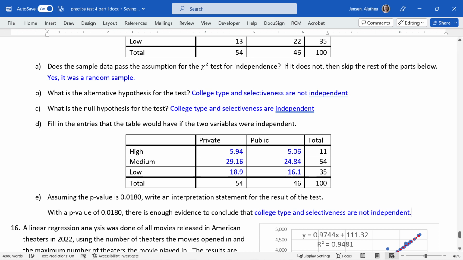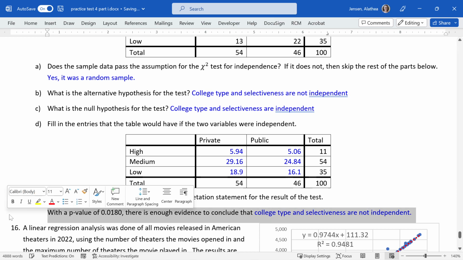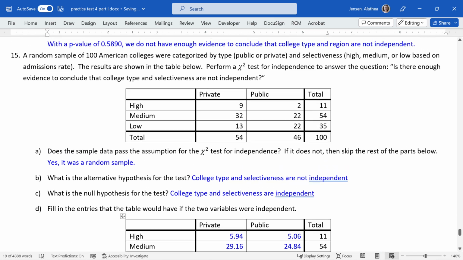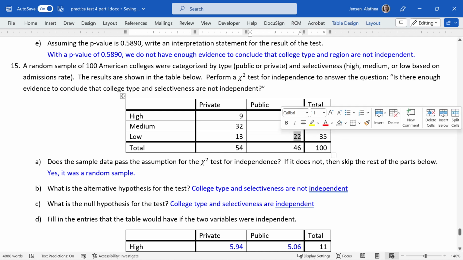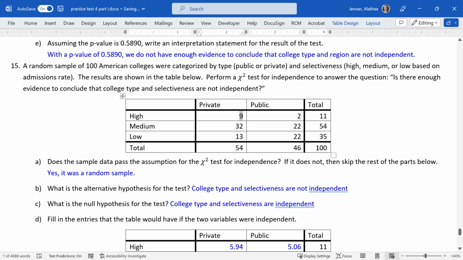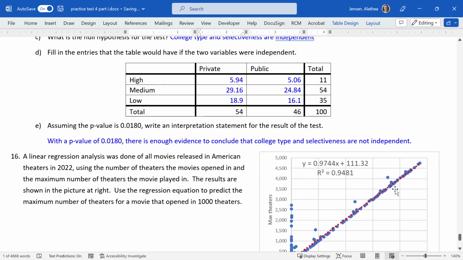All right, so public versus private. Well, let's see, which one was it actually? So highly selective, the privates, yeah. Yeah, public has a higher number in the low selectiveness, and private has a higher number in high selectiveness. So yeah, private are a little more selective than public.